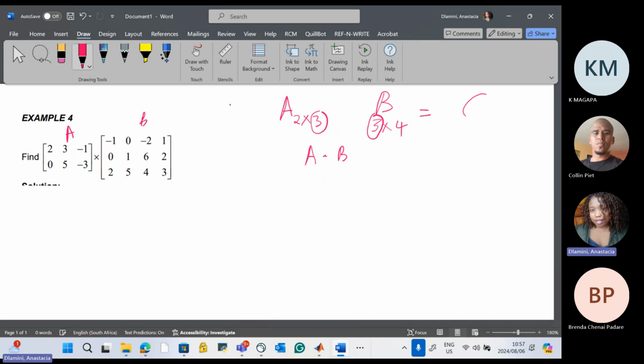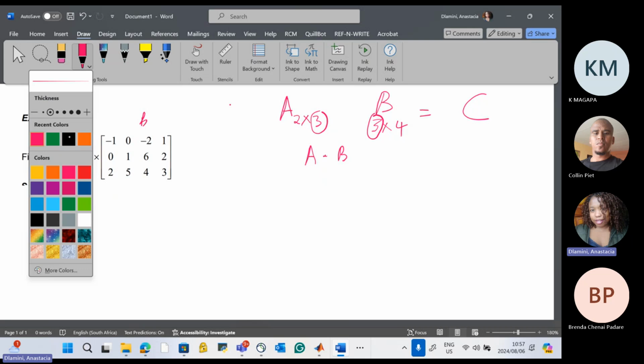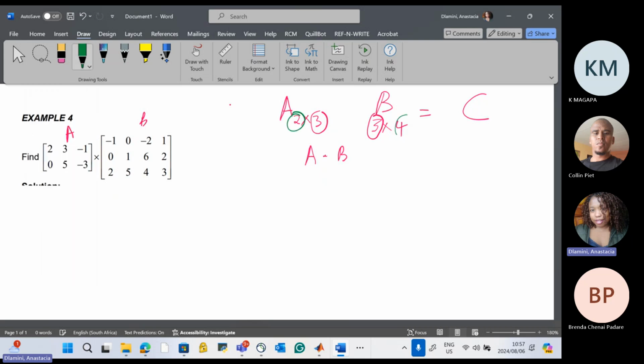Now the answer is C, and the answer will be a 2 by 4 matrix. Did you see how I found the dimension for C? So since we know C will be a 2 by 4 matrix, meaning C will have 2 rows and 4 columns, so it will be 1, 2, and 1, 2, 3, 4.